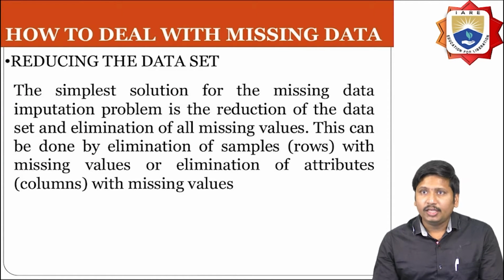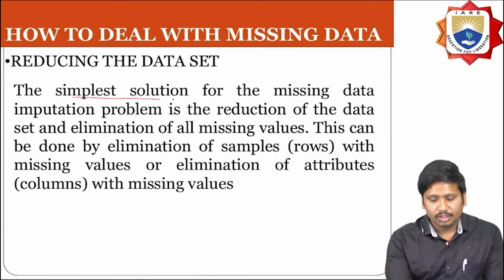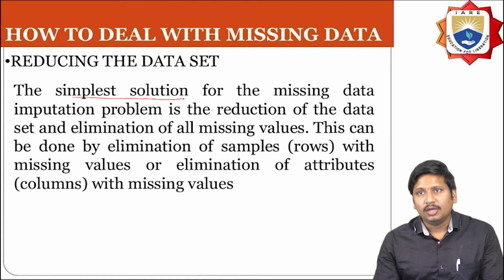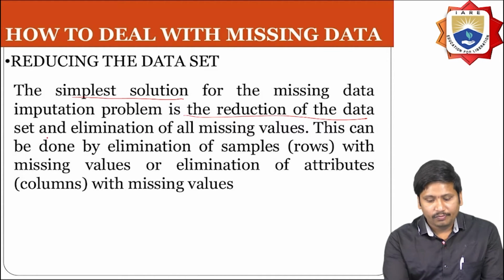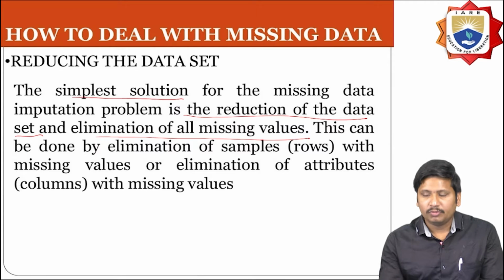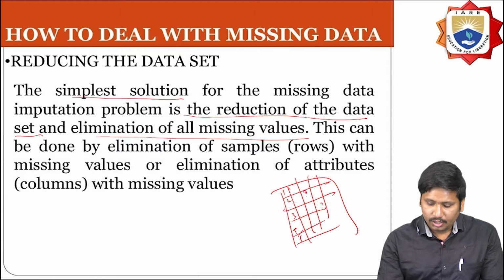And then another way of dealing with the missing data is reducing the data set. Reducing the data set is the simplest solution, which treats missing data as an imputation problem: the reduction of the data set and then elimination of all the missing values. Suppose we have a table, right? In that table, some rows are available, and then we are going to get question marks, right? Here I'm not getting any kind of values.